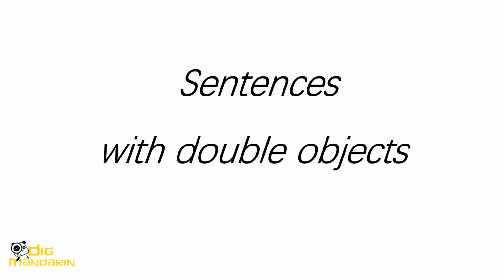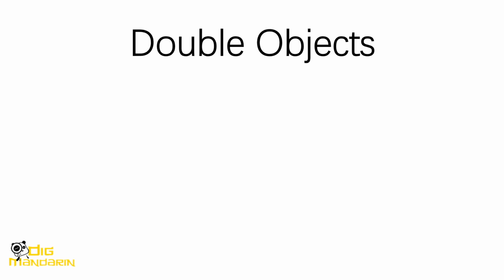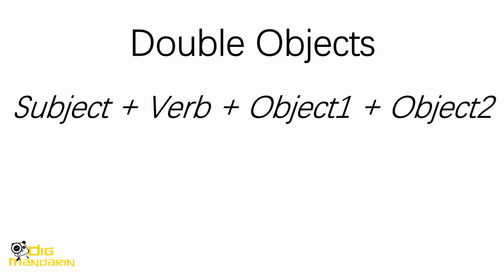Yeah, you may find it sounds crazy, but actually it works very easy, right? So now let's move on to the next structure. Structure 9. Sentences with double objects. Literally, double objects means two objects in one sentence. So the structure goes subject plus verb plus object 1 plus object 2.